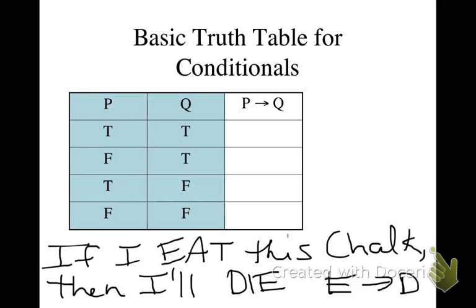Okay, so on the first line of the truth table, where P is true and Q is true, most people don't have a problem with P arrow Q being true under those conditions. So if I eat the chalk and I die, then it's clearly true that if I eat the chalk, then I'll die.